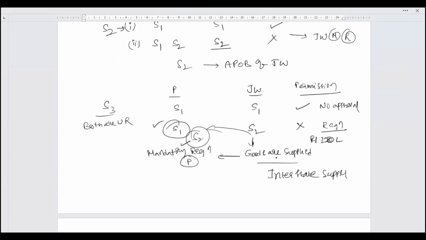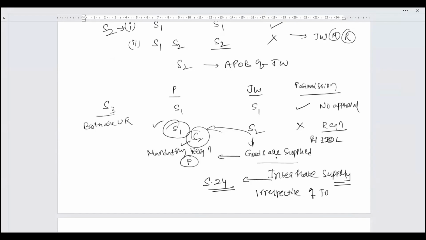I'll mention this. There is an interstate supply. And there is a mandatory provision called Section 24, compulsory registration, irrespective of turnover. Irrespective of turnover, if you make a supply, then you have to get registered. So here, the job worker is supplying to the principal, or the principal is supplying from the job worker premises to any customer. Eventually, both of them get into the registration.